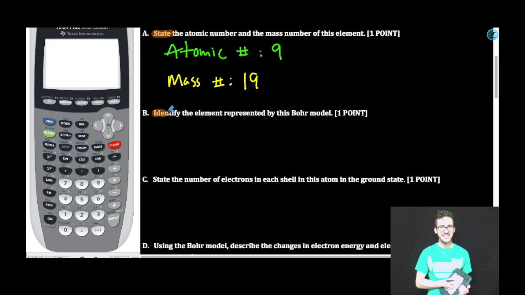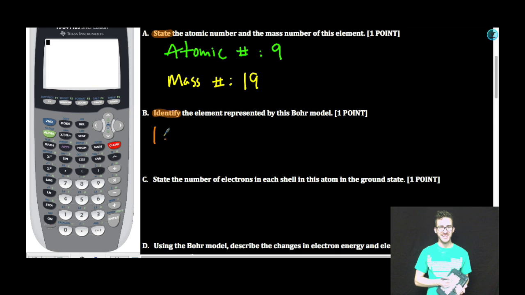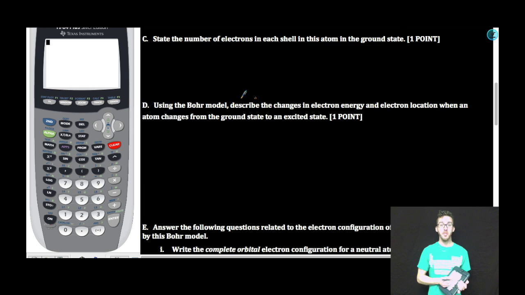Part B. Identify the element represented by this Bohr model. Well, how do we determine the identity of an element? It's based on the atomic number. Jump to my periodic table. Atomic number 9. Identity of element is fluorine. Boom! Part C. State the number of electrons in each shell of this atom in the ground state.